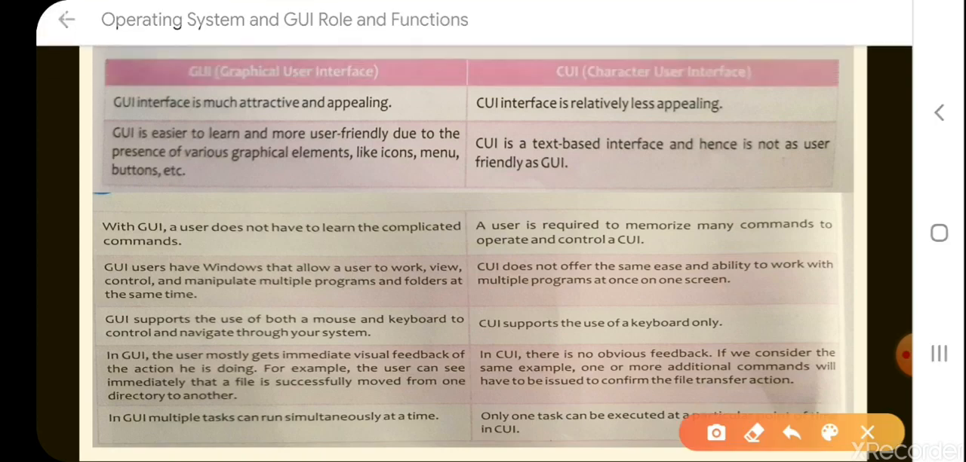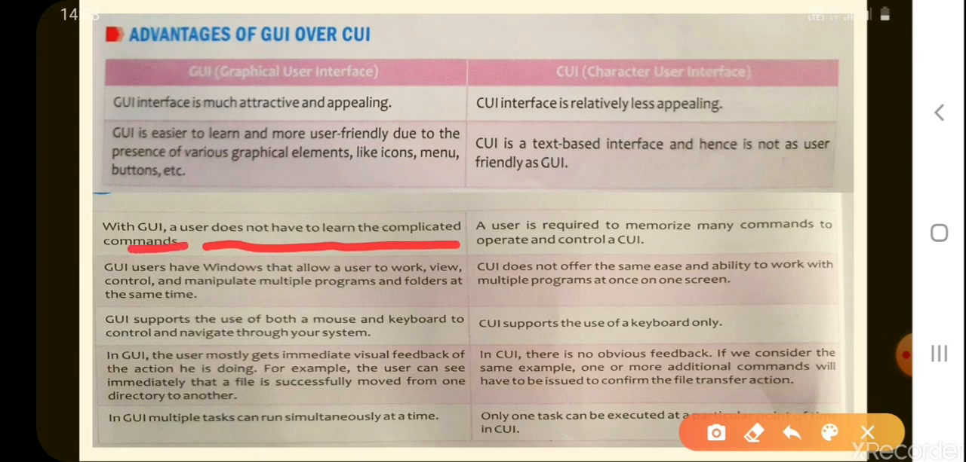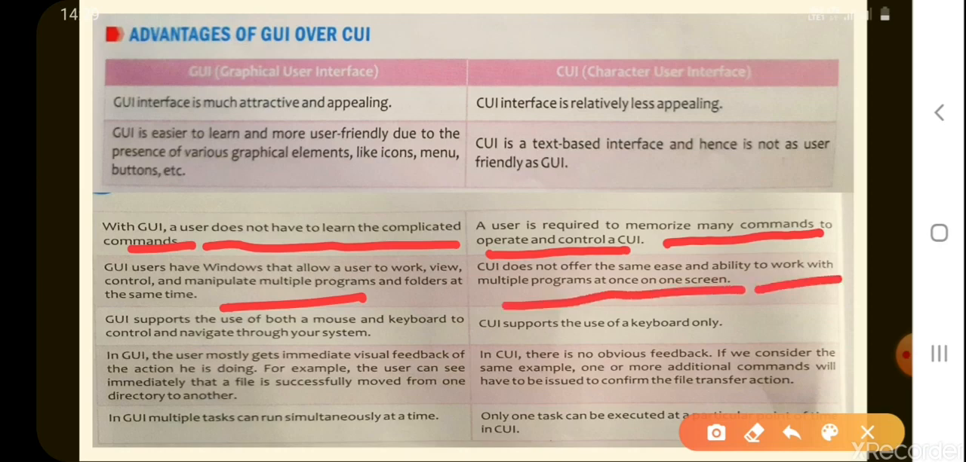The third advantage of GUI is that the user does not have to learn complicated commands in graphical user interface, but to use the character user interface, the user has to understand and learn different commands. Next, GUI users have windows that allow the user to work, view, control, and manipulate or change multiple programs and folders at the same time. But CUI does not offer the same ease and ability to work with multiple programs. So multitasking is not possible in CUI, but it is possible in GUI.